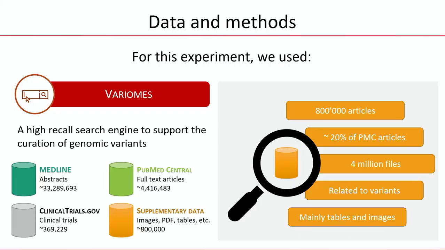We are using four of the collections of the SIB literature services. The collections are Medline, PubMed Central, clinical trials, and the new collection that has been added, the supplementary data. For the supplementary data, we are in the test phase, so we don't have the whole collection yet, but we now have 800,000 articles, which corresponds to about 20% of all PMC articles, and in total about 4 million files. We have several files for each document, and we mainly process tables and images. For the moment, the 20% of articles selected are mainly focused on variants.